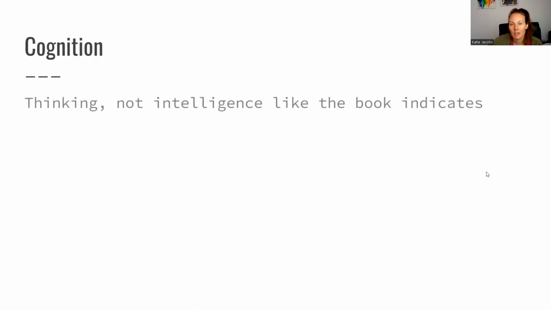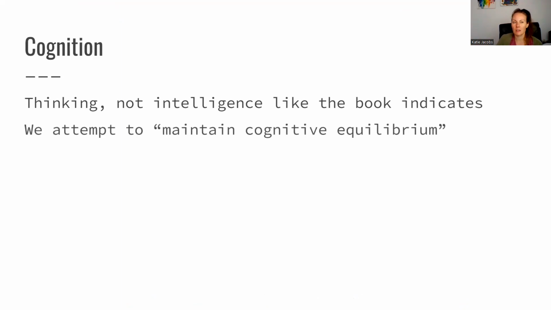So cognition, this is thinking, not intelligence, like the book or Lumen Waymaker materials indicate. Intelligence is something very different, and we'll talk about that later on in the semester. Piaget, our theorist for the theory of cognitive development, would say that we attempt to maintain cognitive equilibrium. We don't like to be out of whack. We like to not feel dissonance. We like to be in harmony. And so we do this by organizing information into schemas.